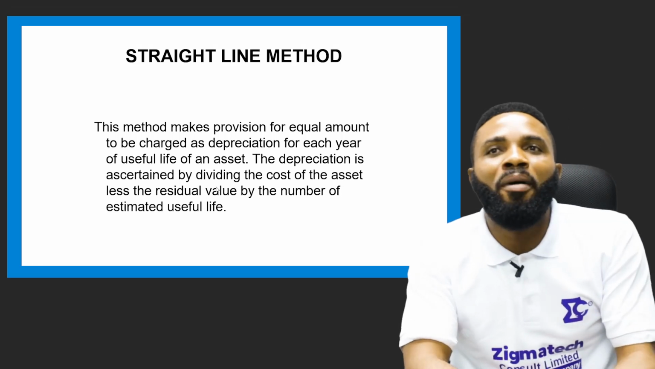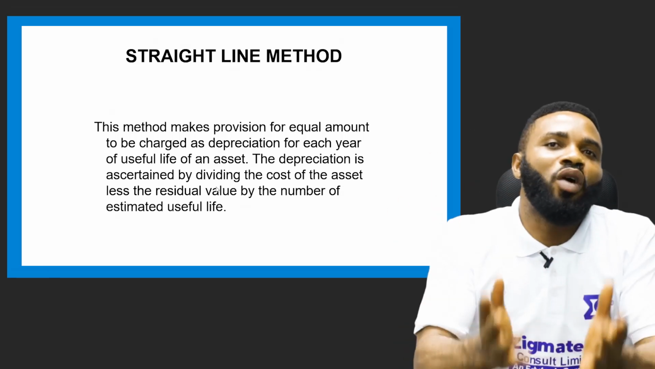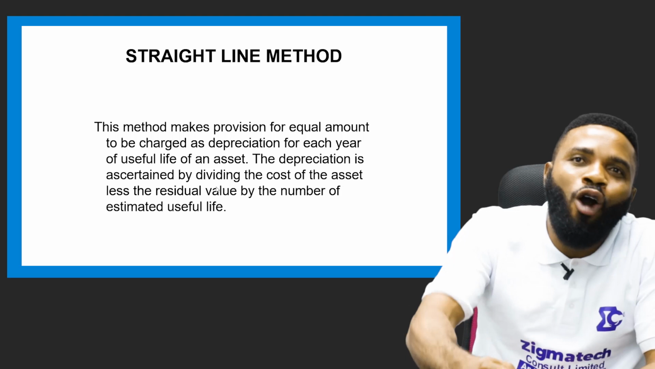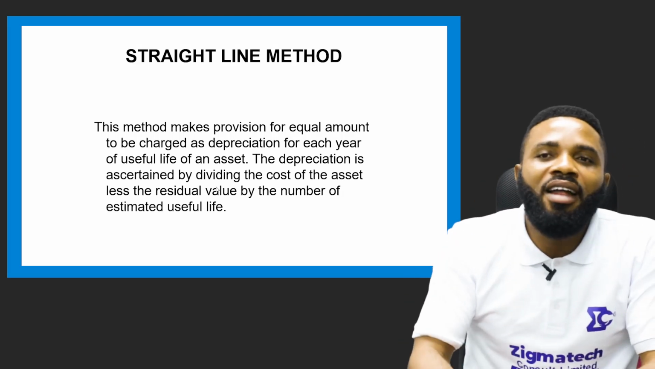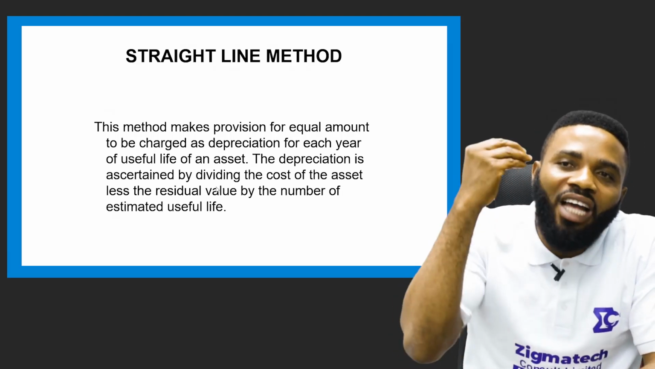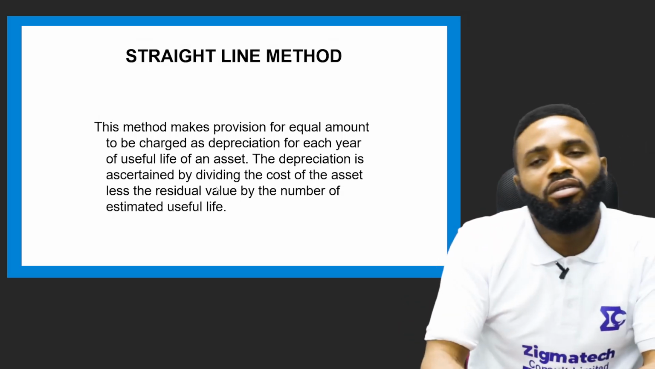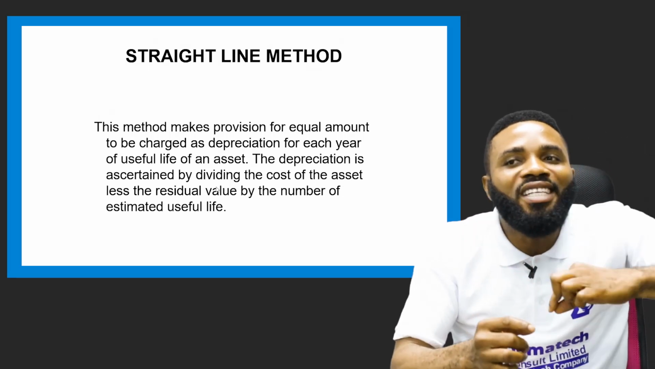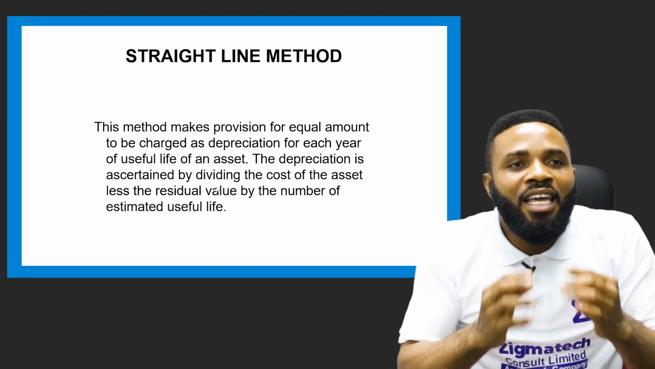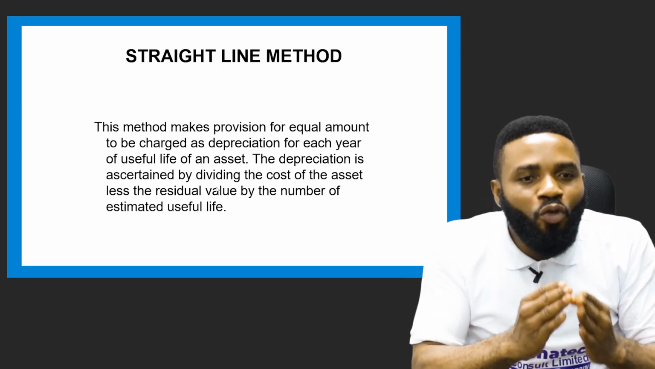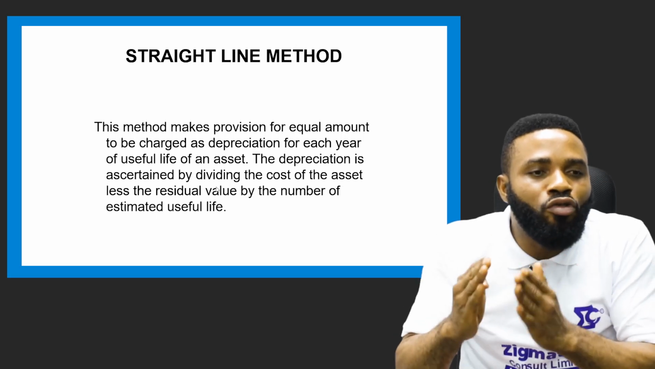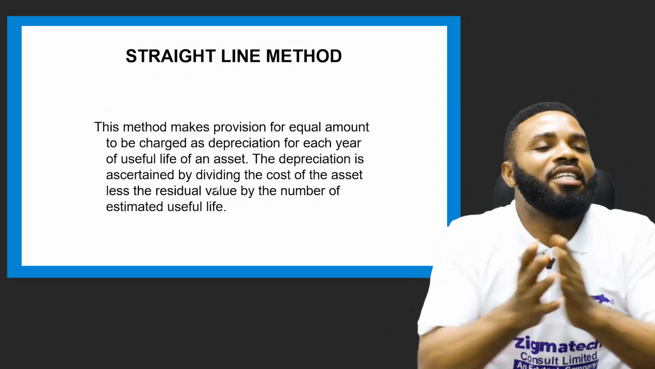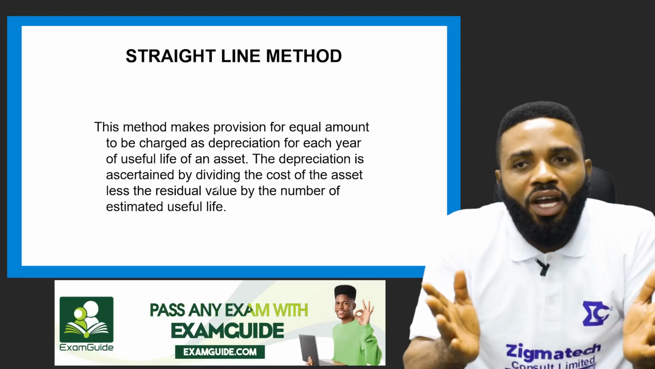So we are not even talking about the number of properties that you have. We are talking about properties that are of economic value. And this economic value must have a time bound. So when we say that an equal amount will be charged as depreciation for each year of useful life, if there is a particular year where an asset is put out of use, that particular year, the asset is useless. That's what we are talking about.